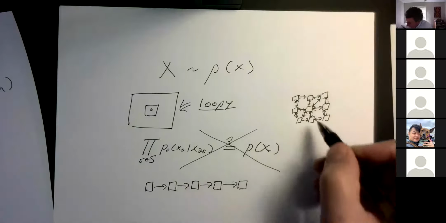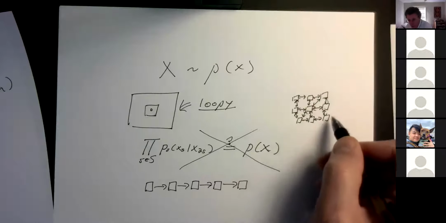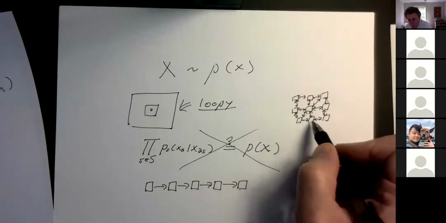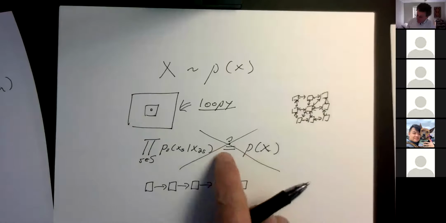Or loops, because you can go around in loops like this, right? Here you can't go around in a loop because, yeah, there's no loop. So here there's a loop. You can go around in this loop. So the loopiness makes this untrue.